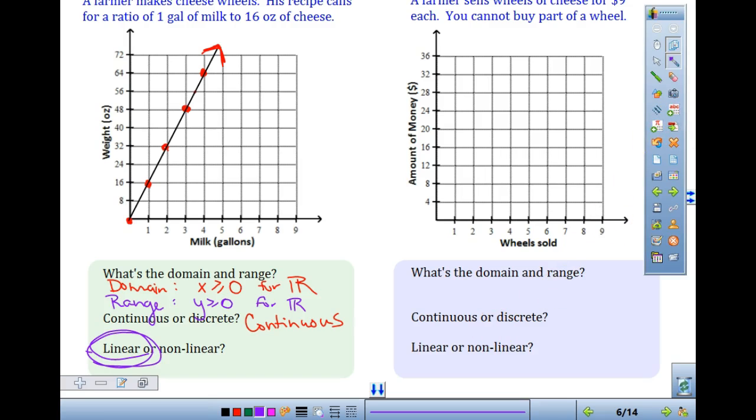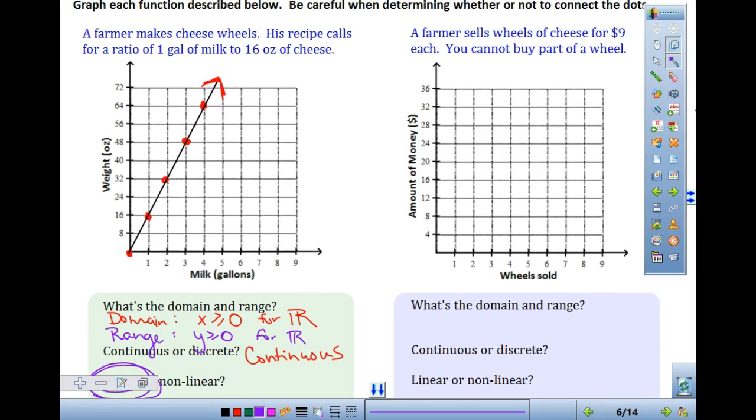Right? So reading that next situation, Keegan, please read. Farmer sells wheels of cheese for $9 each. You cannot buy part of the wheel. So he doesn't sell any, 0, right? That's just kind of a given. He sells the first one, 9, right? So a little above 8, between 8 and 12. At 2, he sells it for 18. At 3, we're at 27. At 4, we're at 36, right?